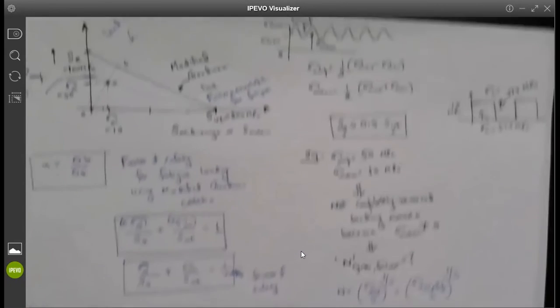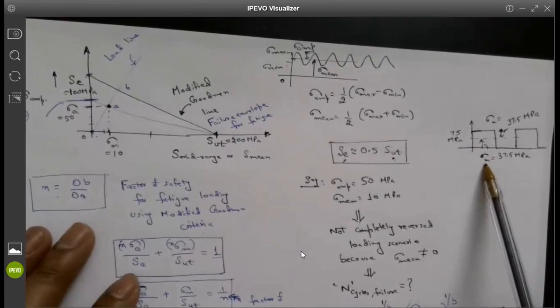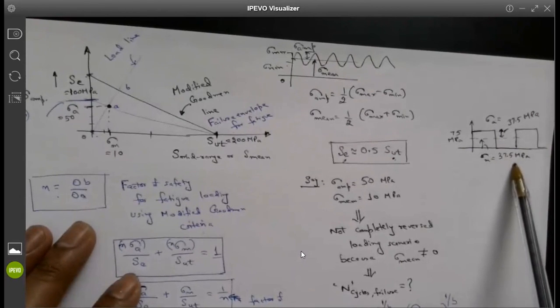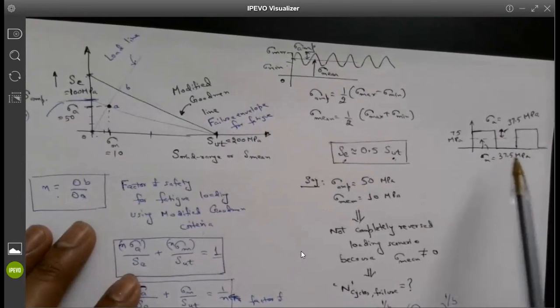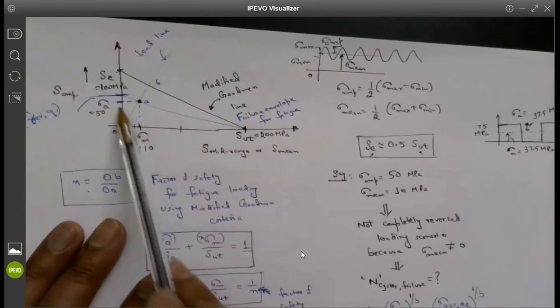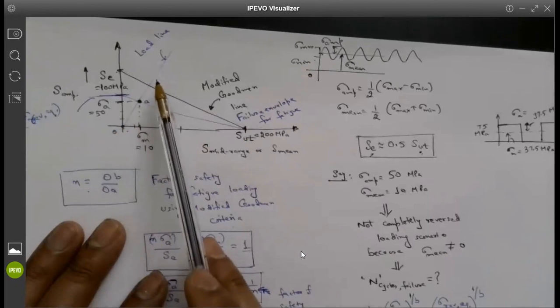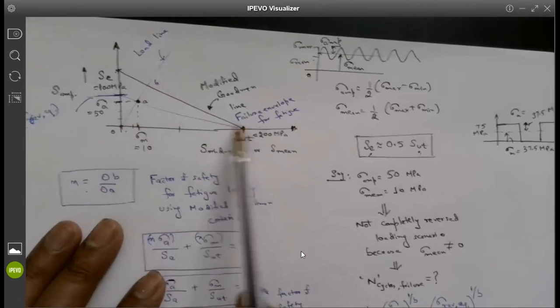So now we have come back to the same concept about finding the amplitude and the mean component. And now if we are interested to determine the factor of safety, go back to this slide or this figure. You know how to plot sigma A, how to plot sigma M, and calculate the factor of safety using this load line, using this modified Goodman criteria.